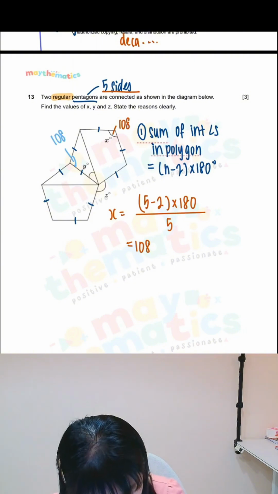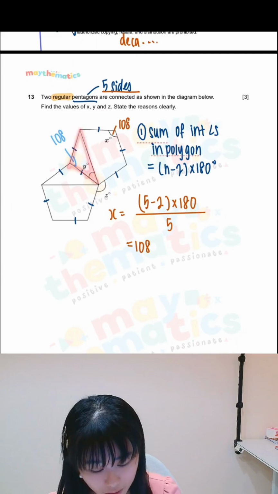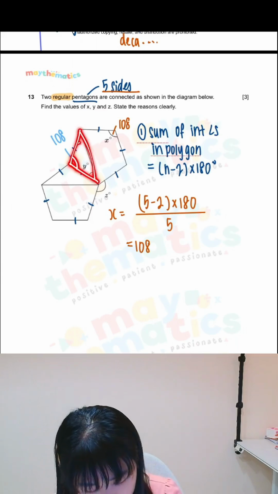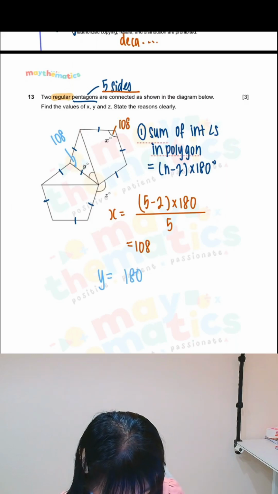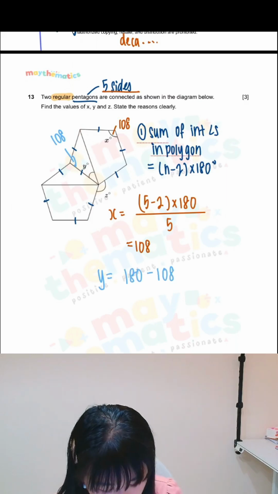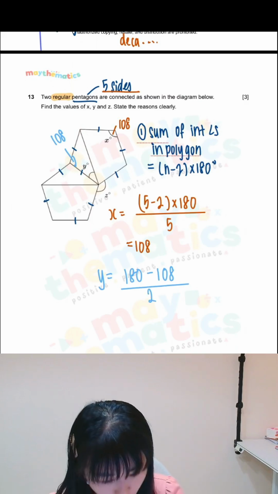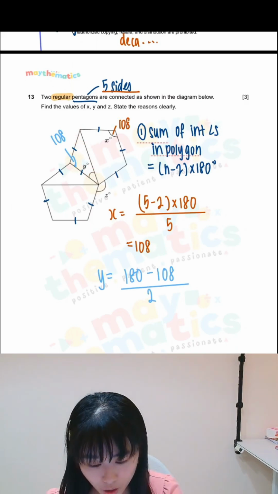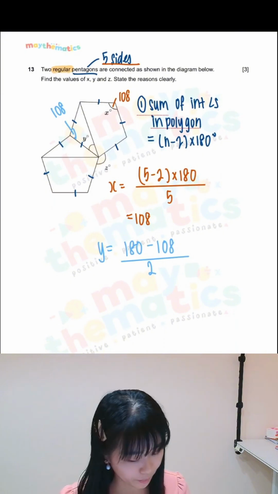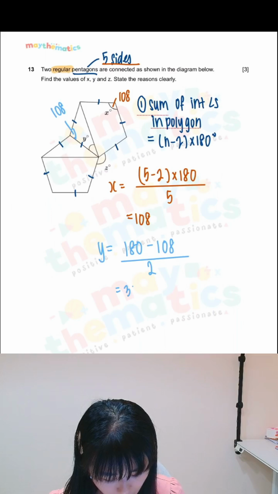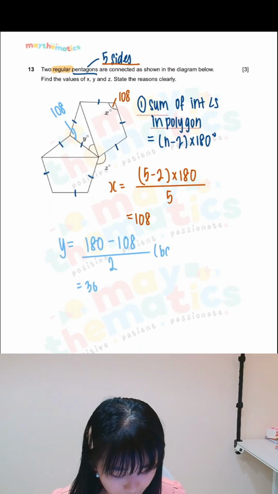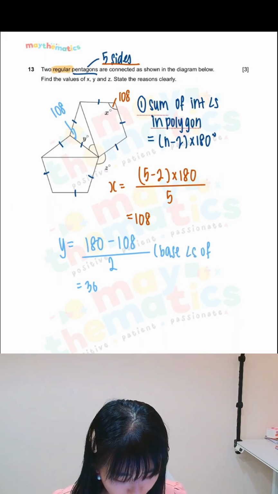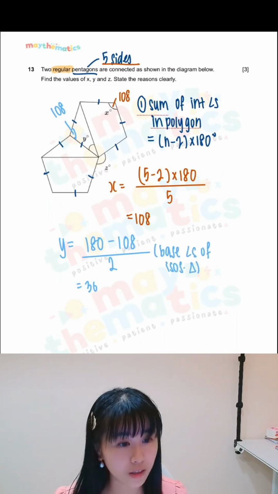Then now you can look at this isosceles triangle to find y. Because we know that this plus this plus this is 180. So to find y, we will take 180 minus 108. Then you divide by 2, because this angle and this angle are the same. Okay? So if you do that, you will have 36. And the reasoning for this is base angles of isosceles triangle.